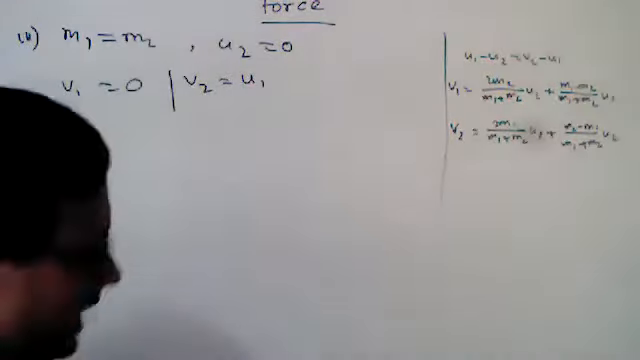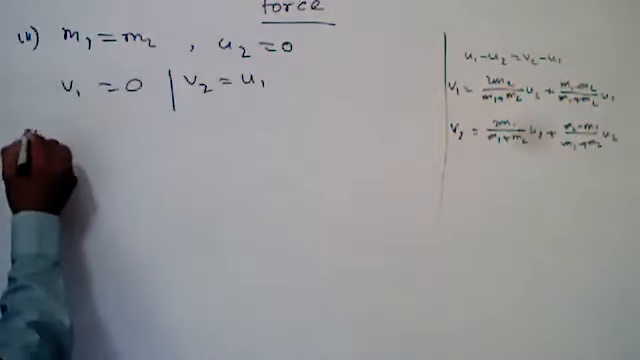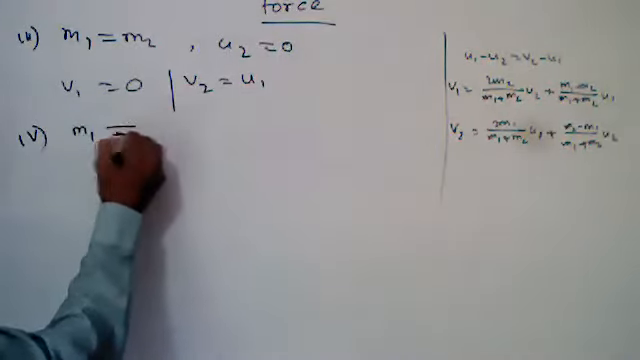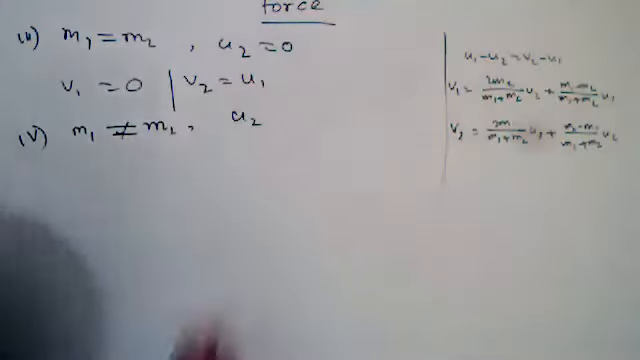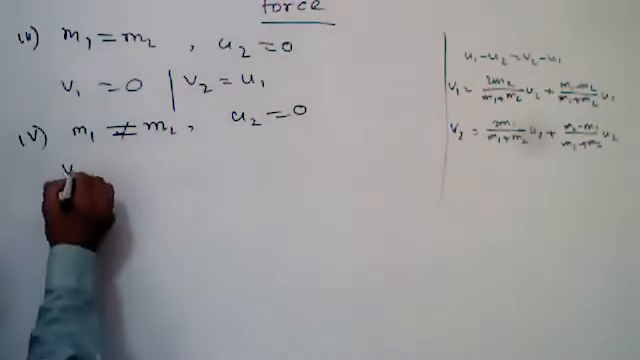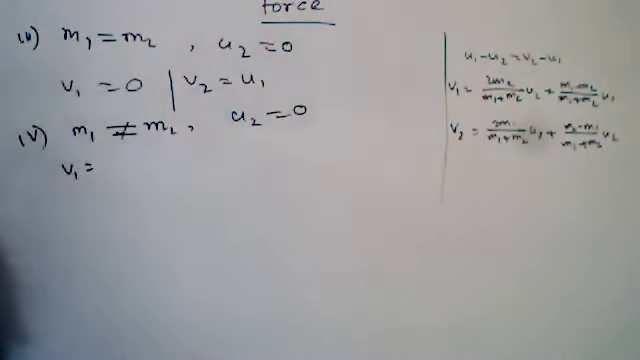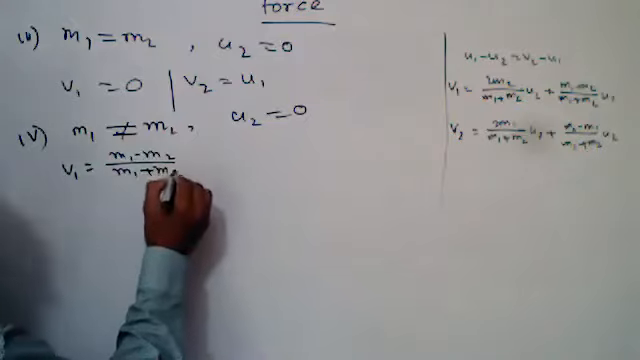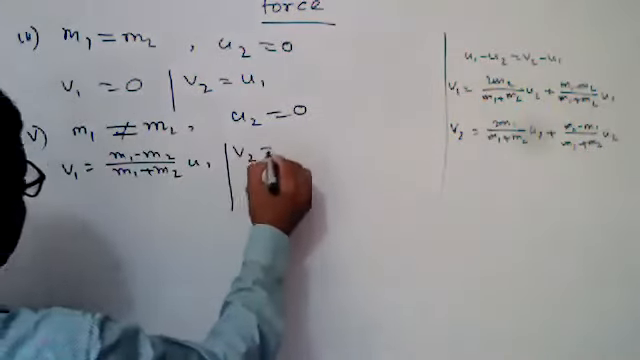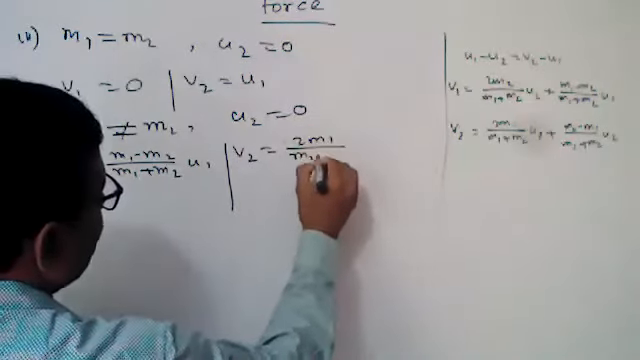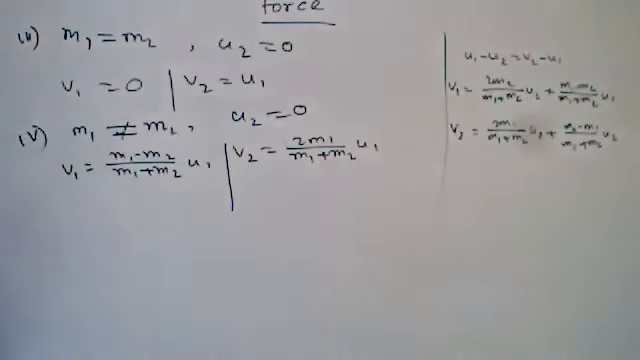Okay. On the other hand, case number 4: if m1 is not equal to m2 and u2 equals 0, then v1 will be m1 minus m2 by m1 plus m2 into u1 and v2 will be 2m1 by m1 plus m2 into u1. Okay.